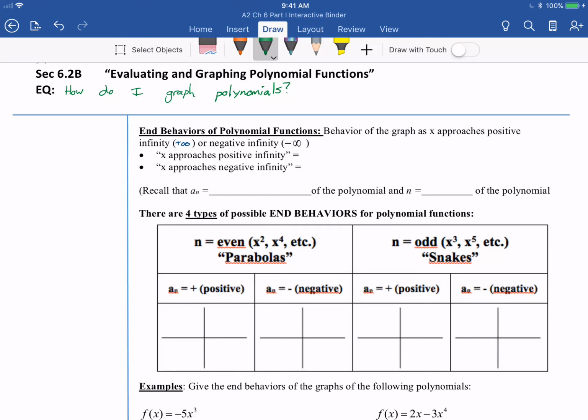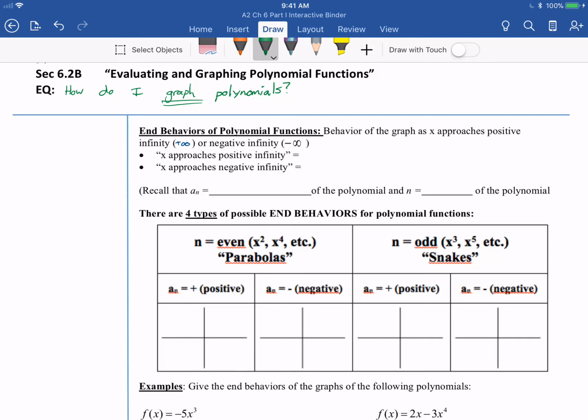This one is 6.2b. Okay, so today we're looking at how do I graph polynomials. So in 6.2a we looked at how do I actually evaluate the value of a polynomial at a given value. That's what we looked at in 6.2a, and now in 6.2b we're actually graphing these and talking about some different types of graphs of polynomials.